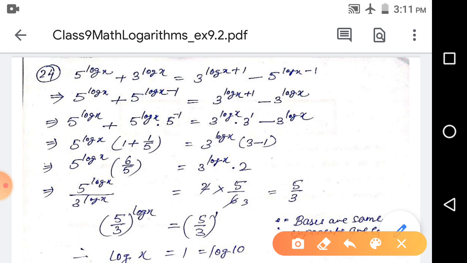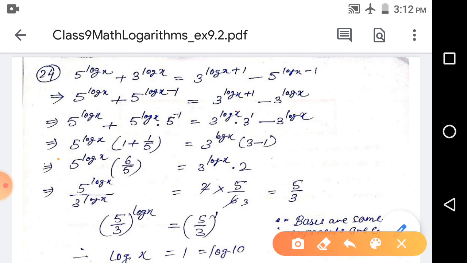In the same way we have the 3 log x terms here in the RHS part, this 3 log x plus 1 part, and this one is minus 3 log x, which is this part, this is taken here. Now if we break this term 3 to the power log x plus 1, then we have 3 to the power log x into 3 to the power 1, and here also we have 3 to the power log x. So this is done to take this 5 to the power log x common for the first part, and this 3 to the power log x common for the RHS part.